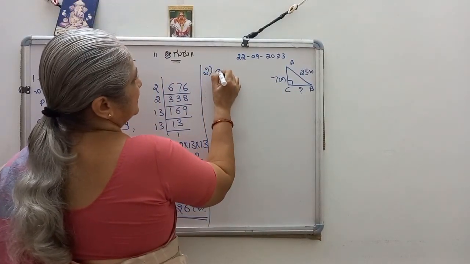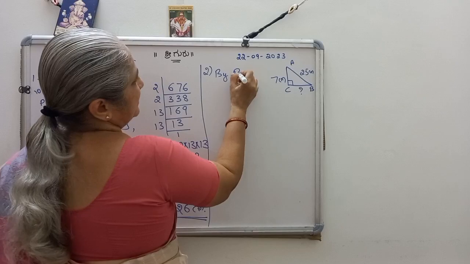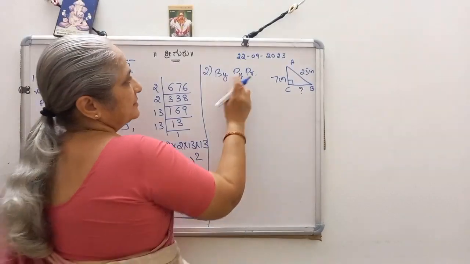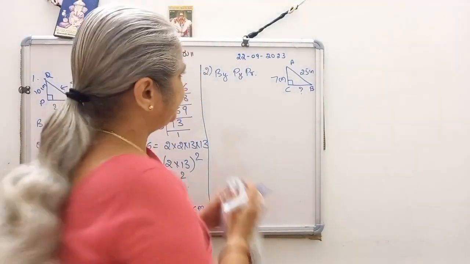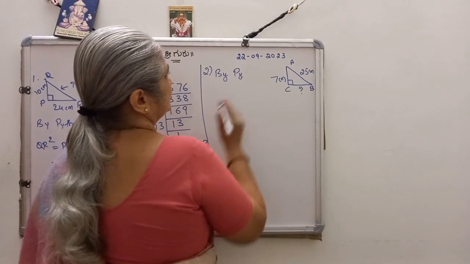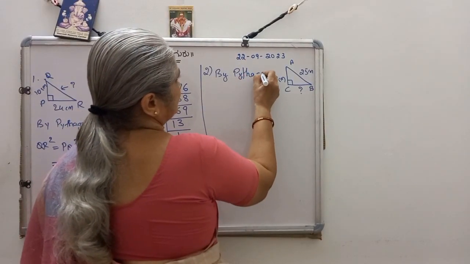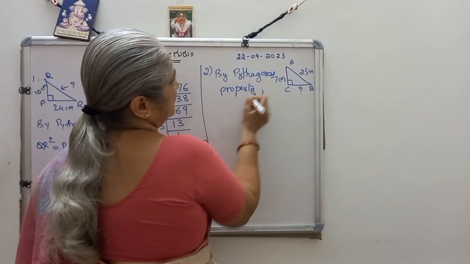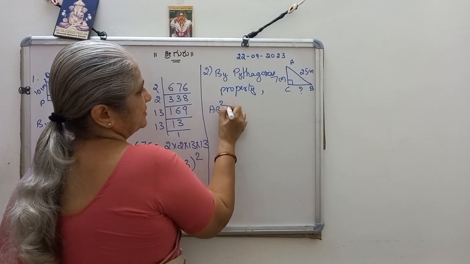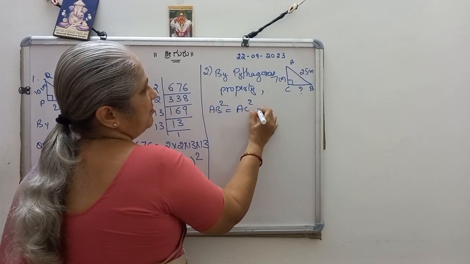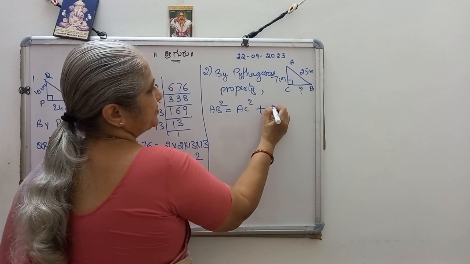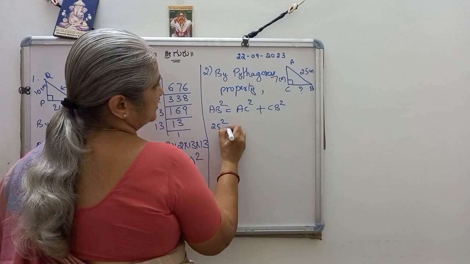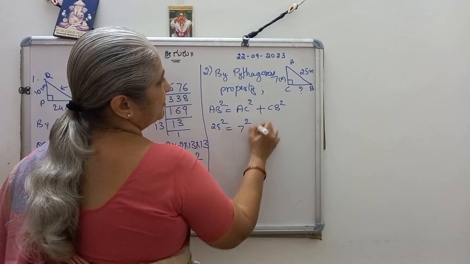This is the second one. By Pythagoras property we can say, children, you have to write clearly. Let me write. Property. We can write hypotenuse square is equal to the sum of the squares of the other two sides. Here AB is given, so 25 square is equal to AC is given, 7 square plus CB square.